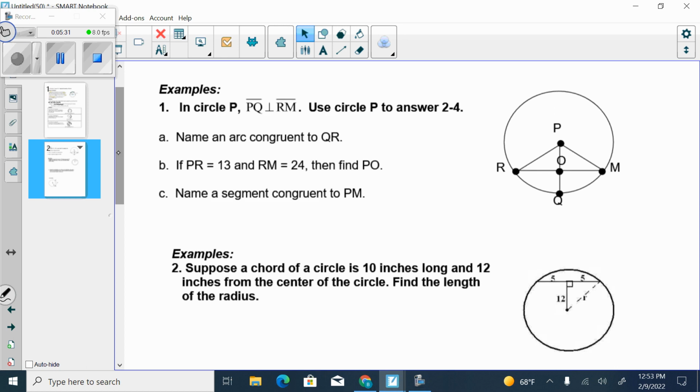Okay. All right, so it says in circle P, the line segment PQ and the line segment RM are perpendicular. I want us to use this figure to answer these questions. Okay? So PQ, this line here, and RM are perpendicular, meaning they form a what angle?